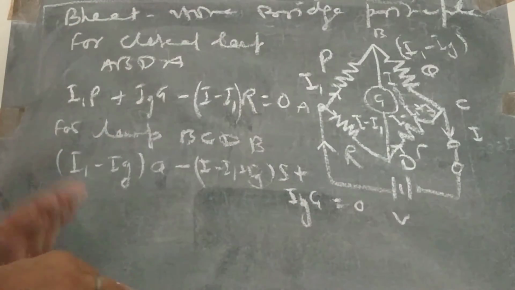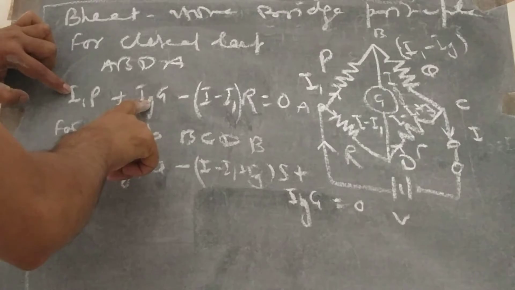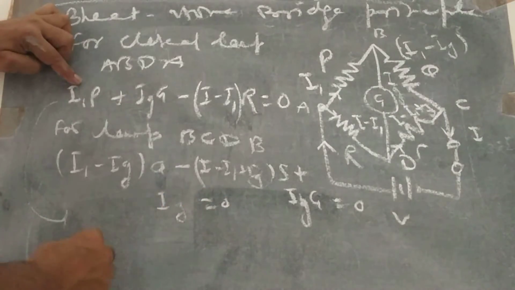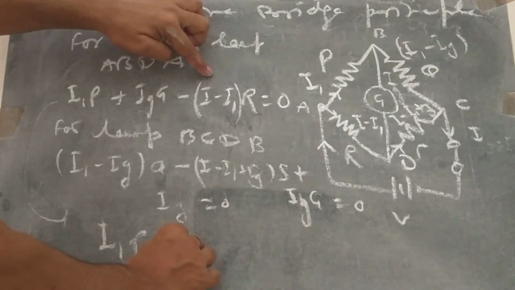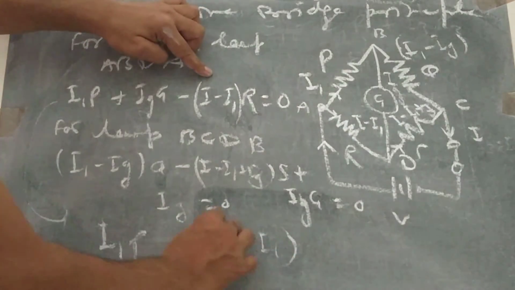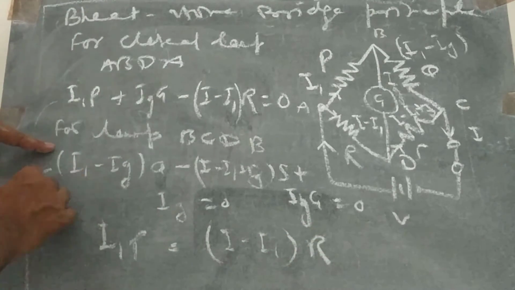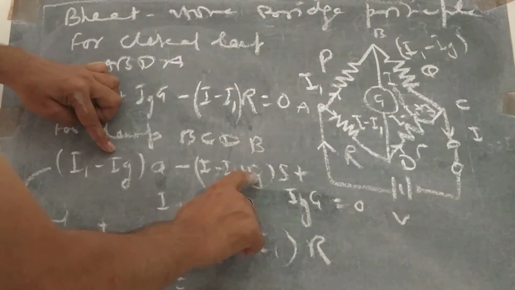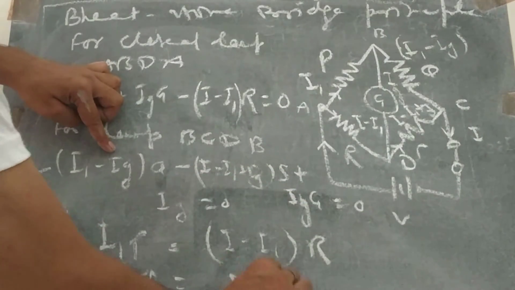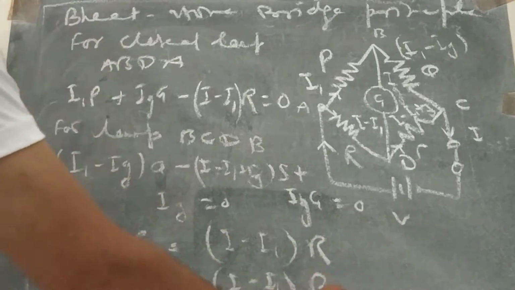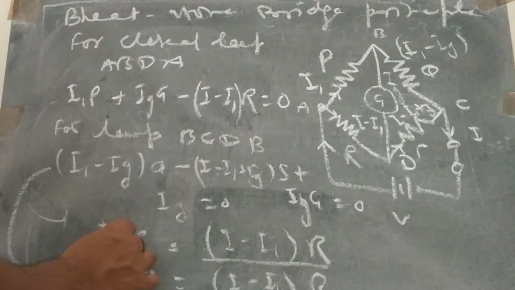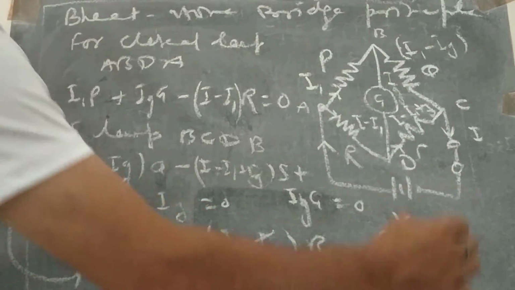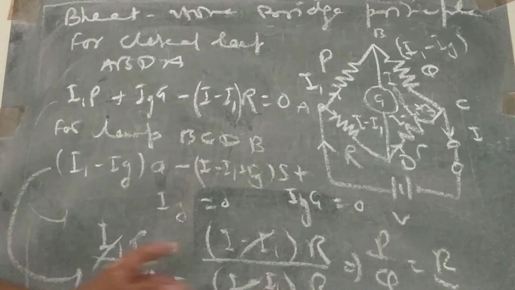Again, if galvanometer shows no deflection, thus this becomes 0. It means if Ig equals 0, then I1P must be equal to I minus I1 into R, and from this equation, Ig is 0, I1Q, this is 0, this is 0, therefore I minus I1 into R. Dividing these two equations, we have P by Q equals R by S. This is the proof of Wheatstone bridge principle.